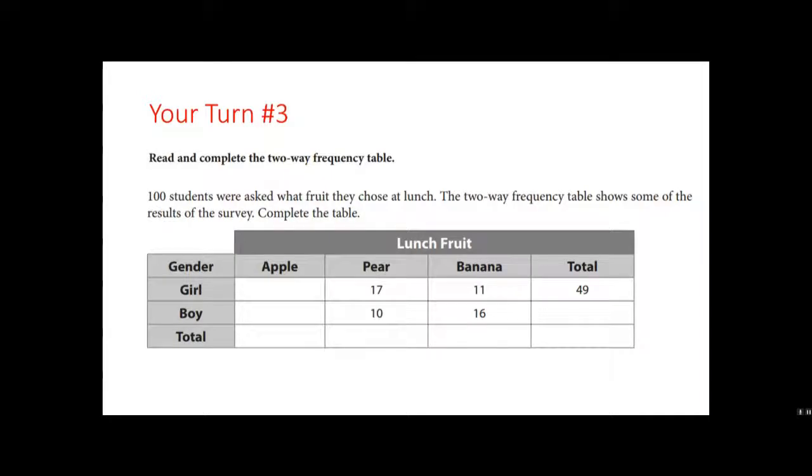So your turn number 3, again, first things first, how many people are we talking about? How many students? Okay, so 100 students were asked what fruit they chose at lunch. The two-way table shows some of the results of the survey. Complete the table. All right, so figure out the missing pieces, and you should be able to complete the entire table just going off of what's already given.